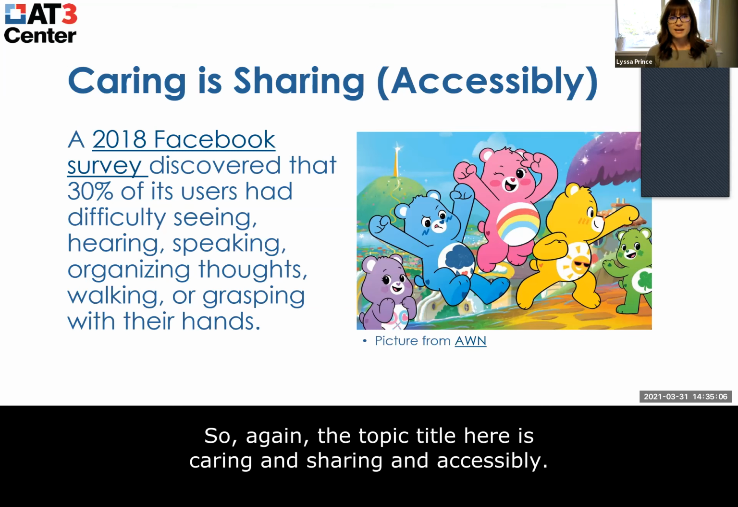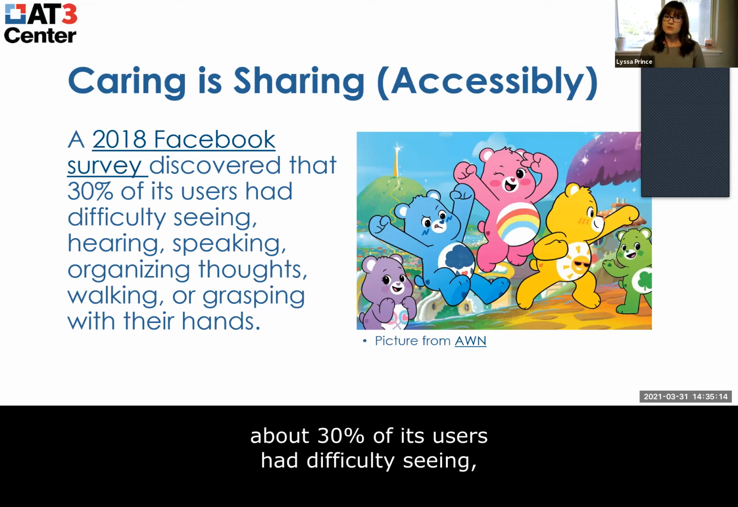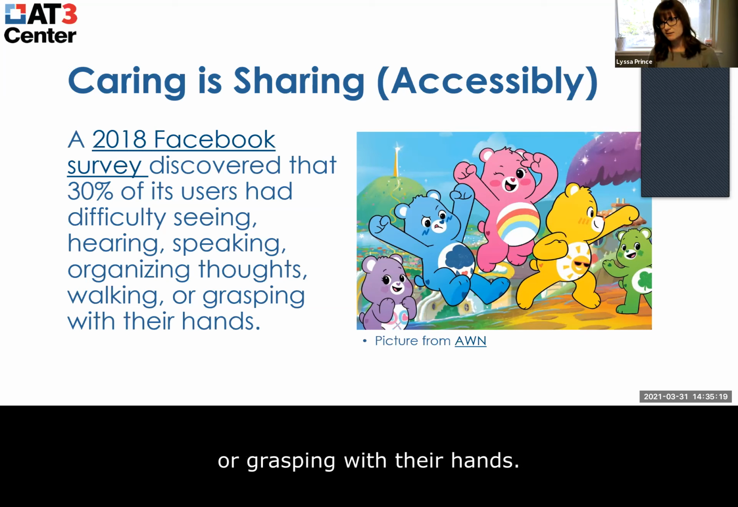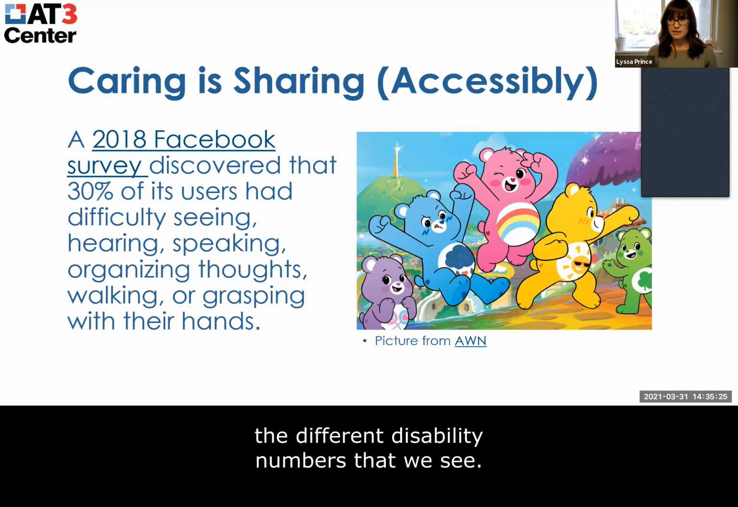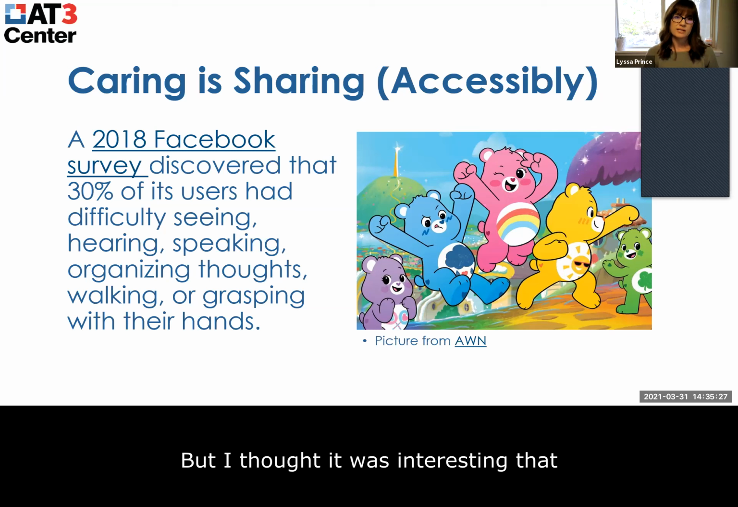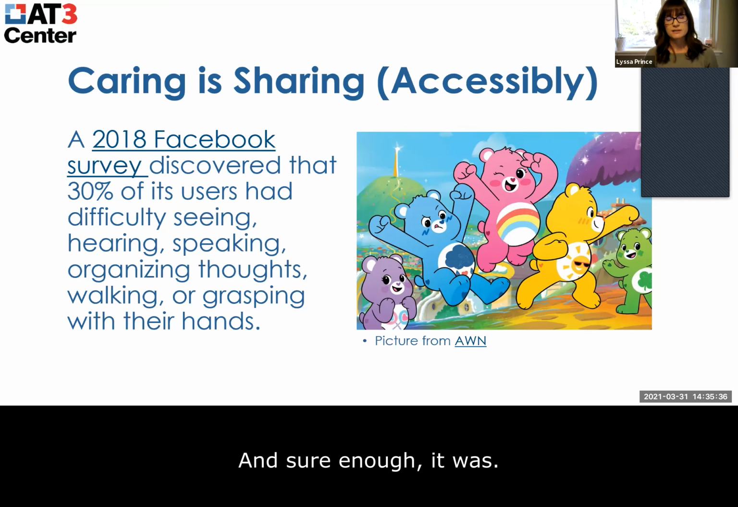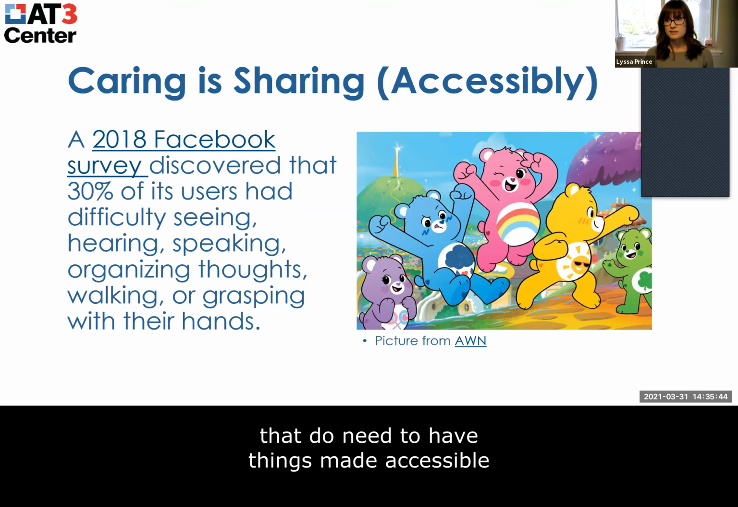So again, the topic title here is Caring is Sharing and Accessibly. In 2018, a Facebook survey discovered that about 30% of its users had difficulty seeing, hearing, speaking, organizing thoughts, walking, or grasping with their hands. This is a number we see fairly commonly across the different disability numbers that we see. But I thought it was interesting that Facebook actually just surveyed its own users to see if that ratio was accurate for them as well. And sure enough, it was. So it's quite a large minority of users, really, that do need to have things made accessible for them.